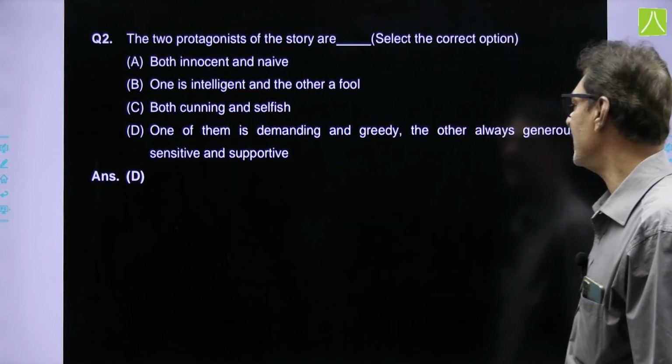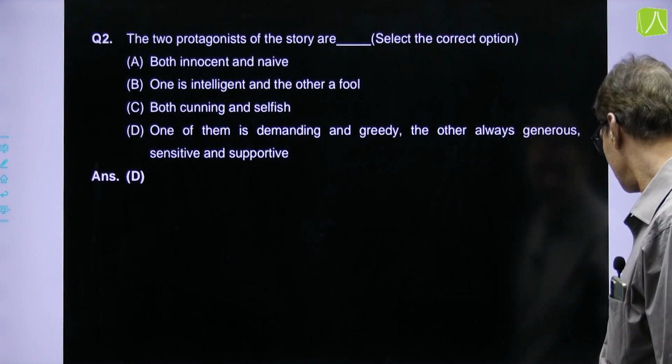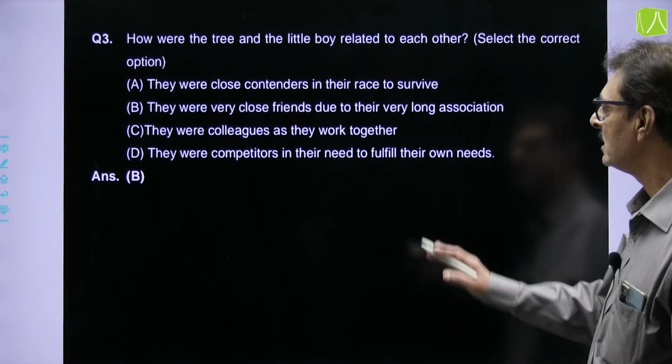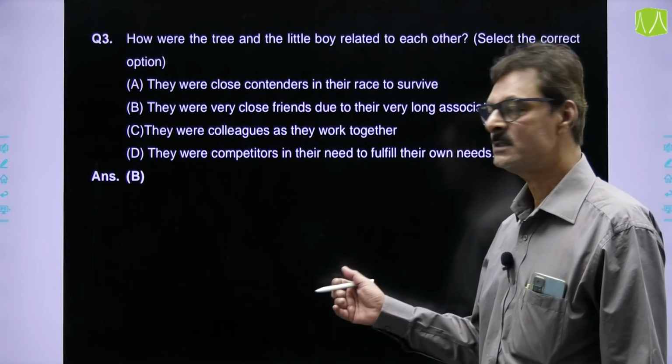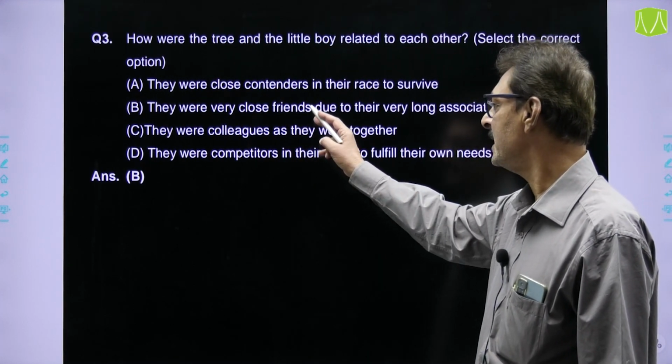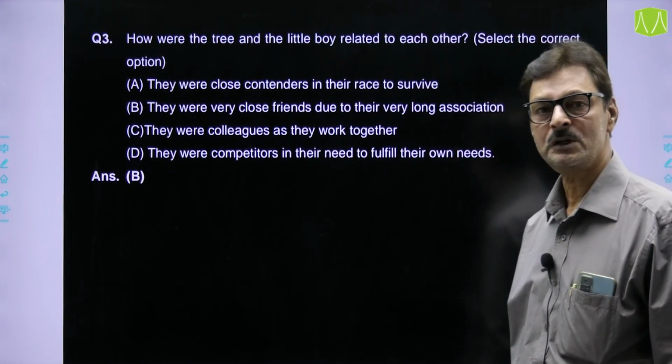One of them is demanding and greedy, the other always generous, sensitive and supportive. The next question from this: how were the tree and the little boy related to each other? And the correct answer from the options is they were very close friends due to their very long association, option number B.